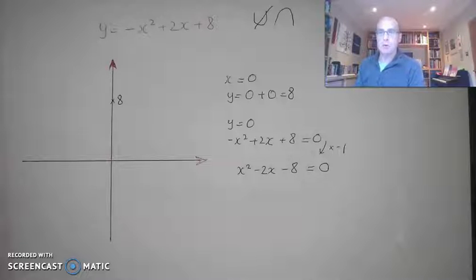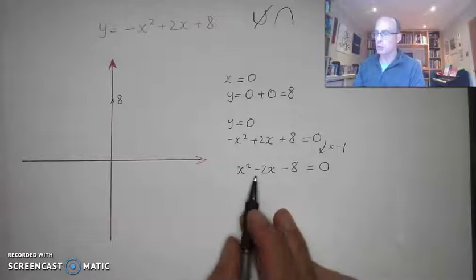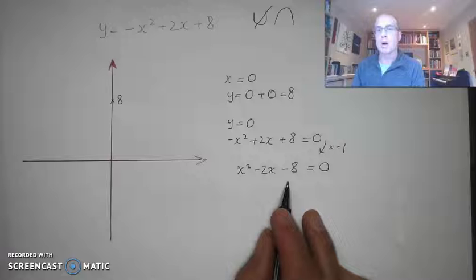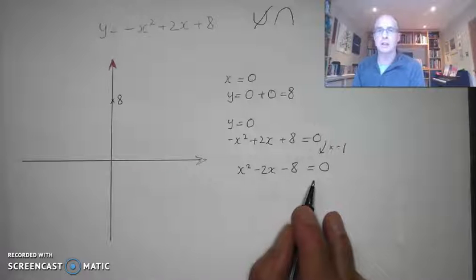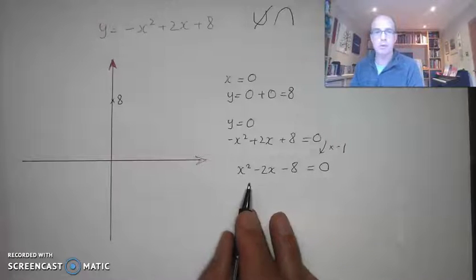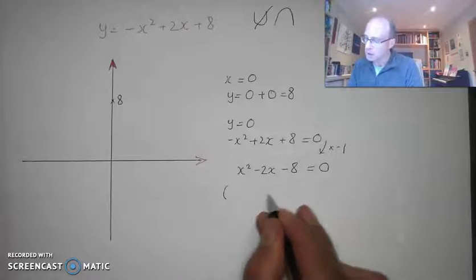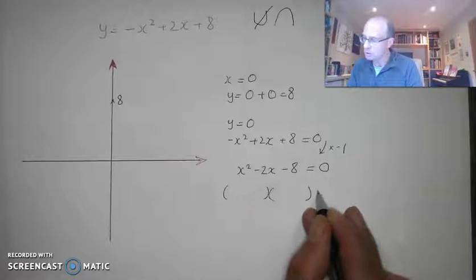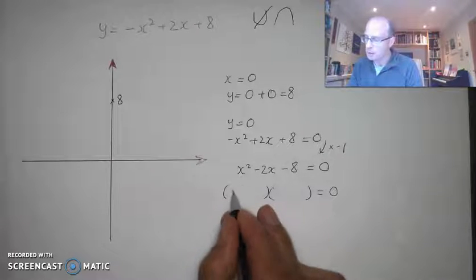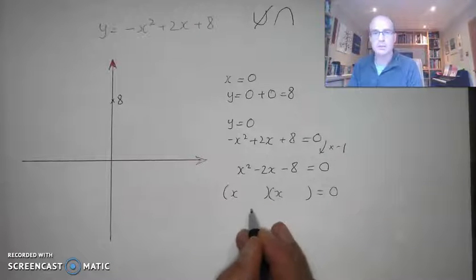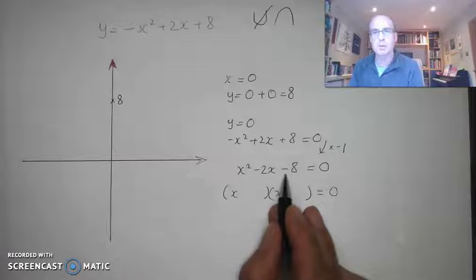At the end of the last video, we were just finishing off the final example. We had x squared minus 2x minus 8 is equal to 0. I want to try and factorise this. We've got positive x squared now, so we've got x in both places, and negative 8 for my product.